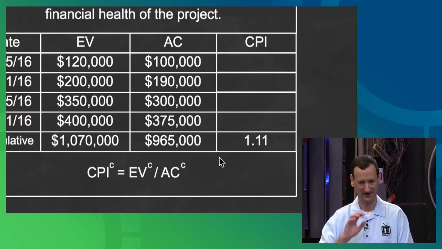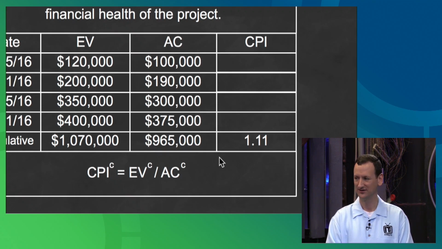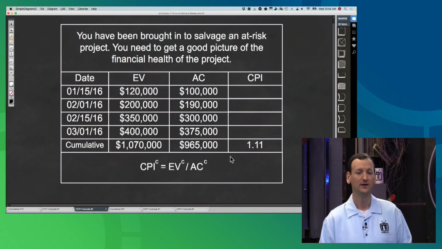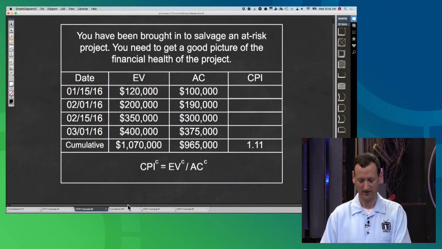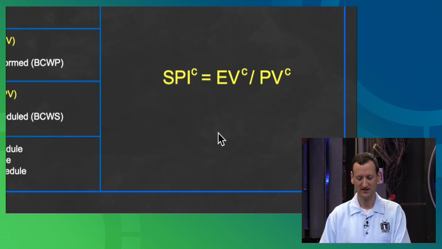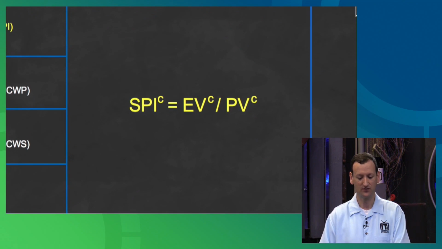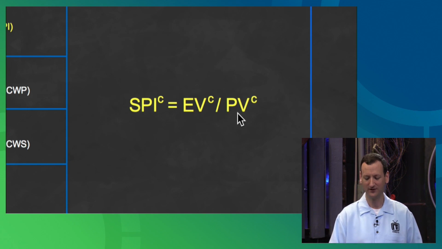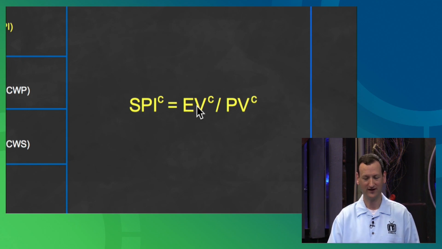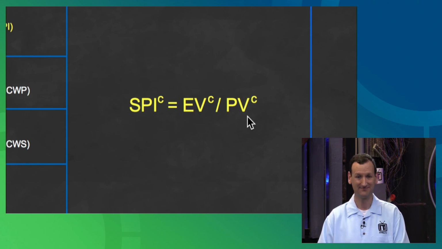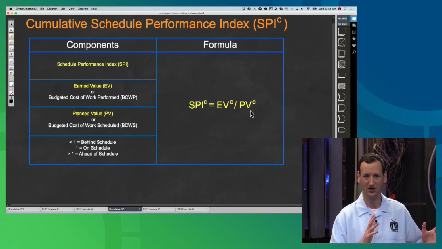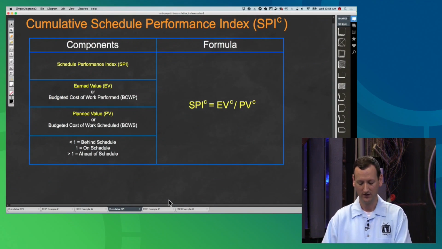But I can see that. I've got 1.11. That's my answer. And now I know the cumulative CPI. Now, the cumulative SPI, it's really the same thing, right? Cumulative SPI, we just take the same formula that we used for SPI and we just make it cumulative. So instead of earned value divided by planned value, it's the cumulative earned value divided by the cumulative planned value. And it's not really any different than what we saw over with CPI.